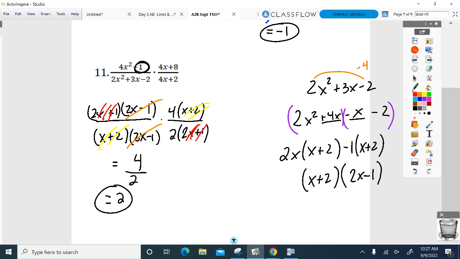All right, one comment before we move on. If you ever cross out everything in the numerator, you're always left with a 1, remember. Not a 0, a 1. So if everything gets crossed out in the numerator, you're left with a 1 on top. Just remember that. Everything gets crossed out, final answer is 1.